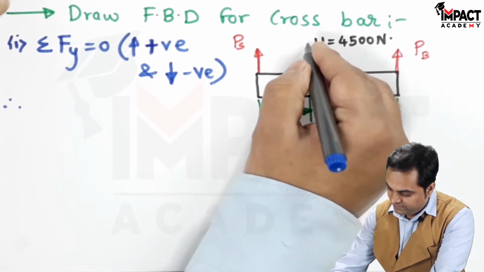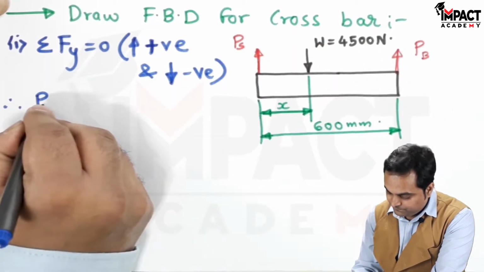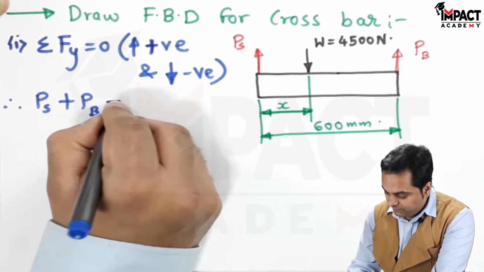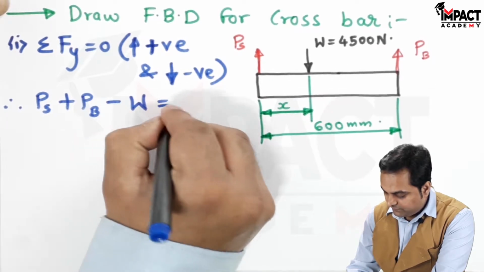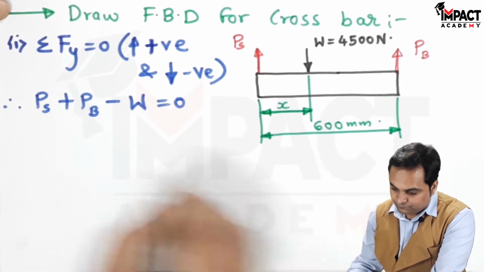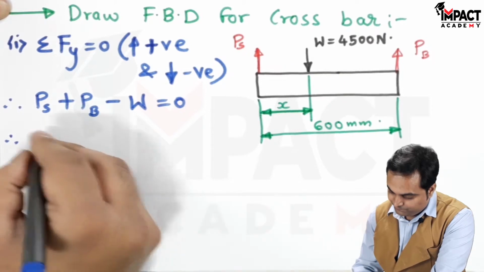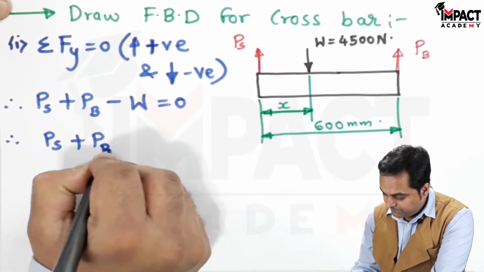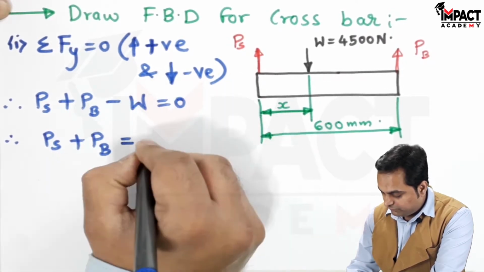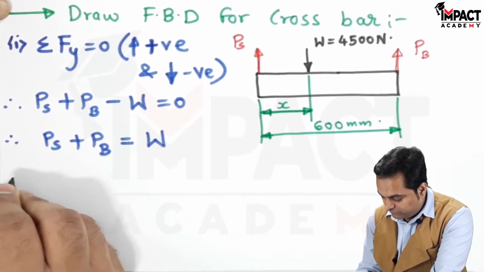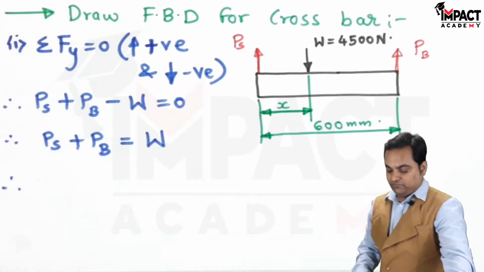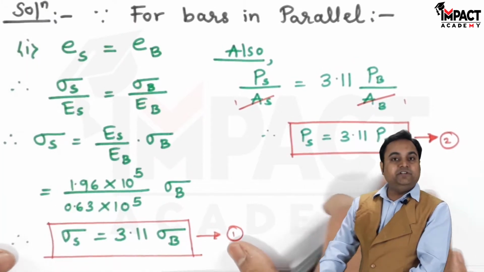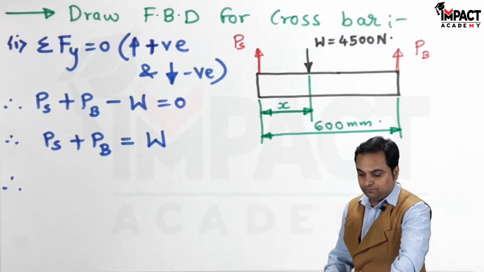So therefore we have PS plus PB minus W is equal to 0. Therefore PS plus PB minus W, when it goes onto the right side, it becomes plus W. Now, as we can see from equation number 2, PS is 3.11 times of PB. I'll put this value.